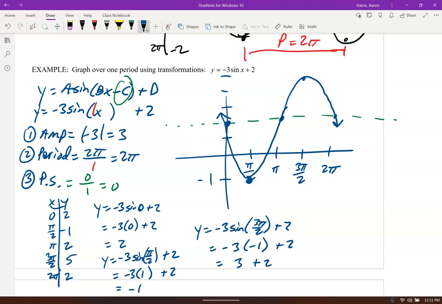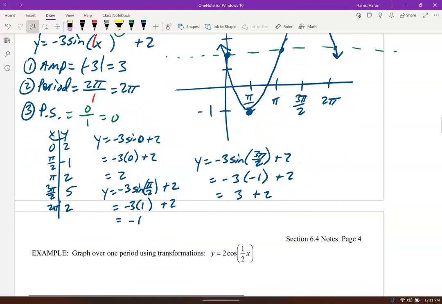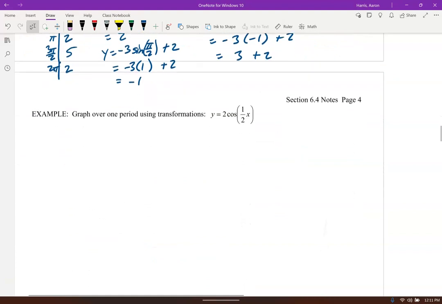Just like that, right? So again, flipped it over, stretched it out, bumped the whole thing up 2, and you can see your new midline there in green, y equals 2.